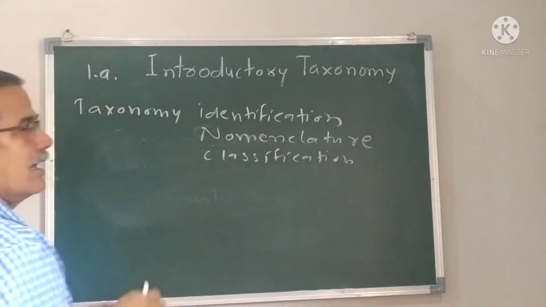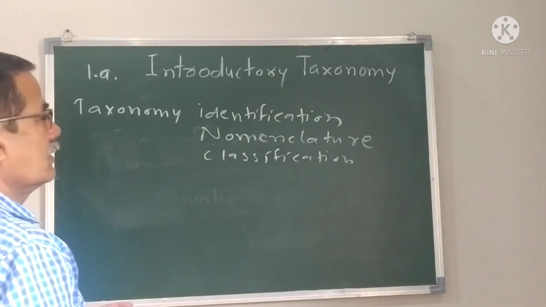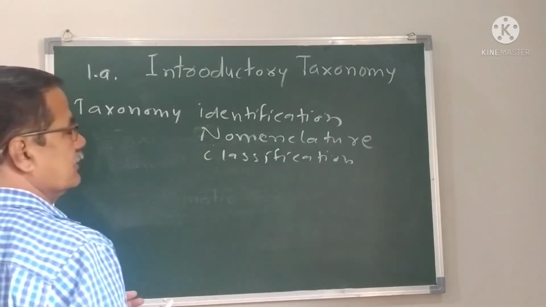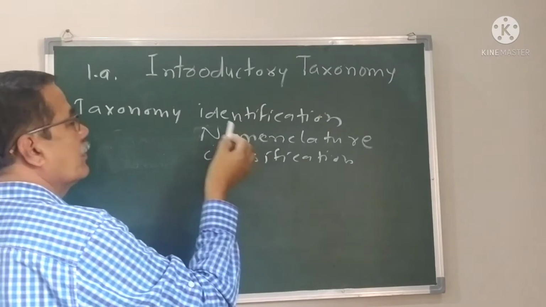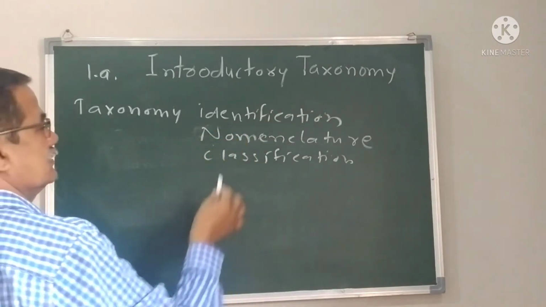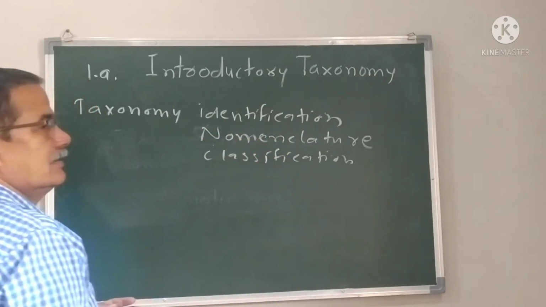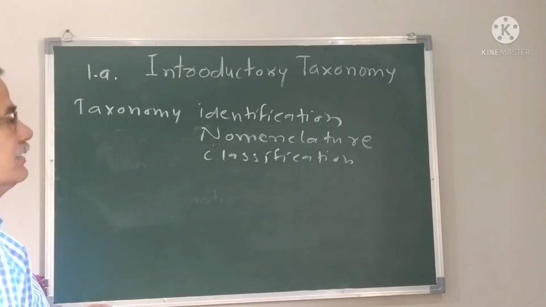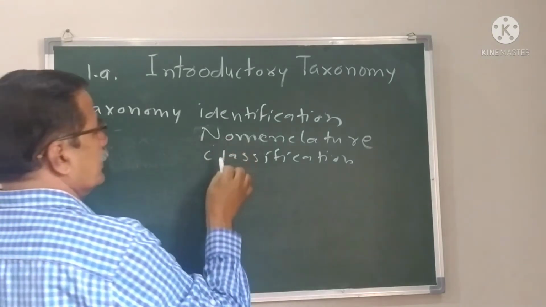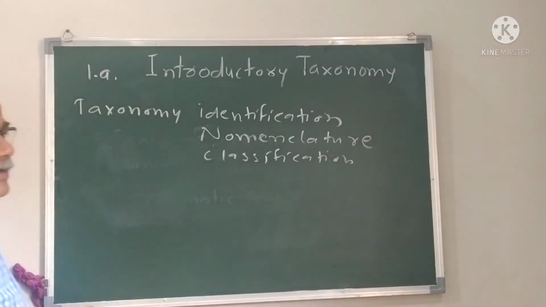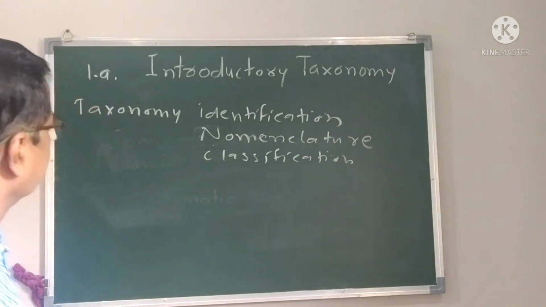Identification: plants should be identified on the basis of morphological characters in the field area or in preserved herbariums. They should be named, that is, naming of the plants should be given, and they should be arranged systematically with the help of the classification of the angiosperms.